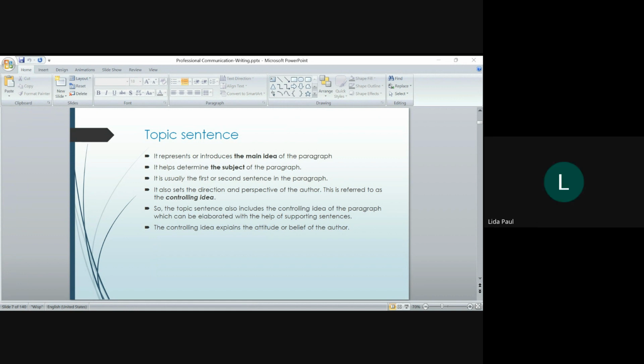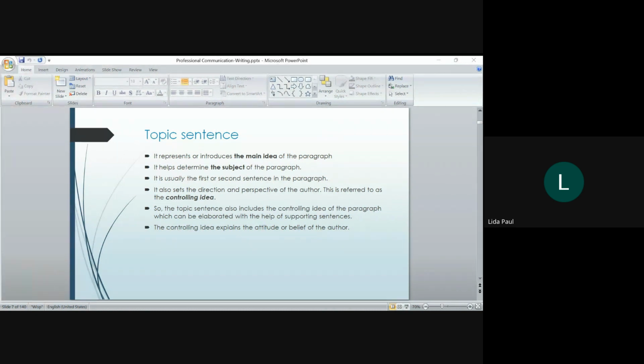Right? So if you are going to form this paragraph, then your supporting sentences are going to talk about what? These ill effects, right? In the topic sentence, we just say several ill effects. Your supporting sentences are going to talk about these several ill effects. And that's how you're going to develop the paragraph, right?